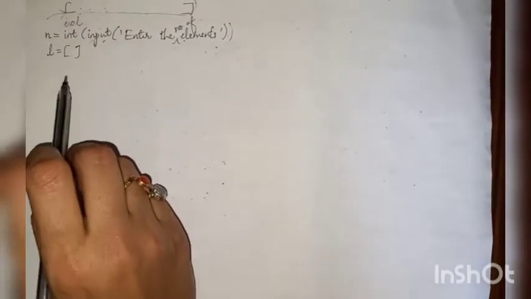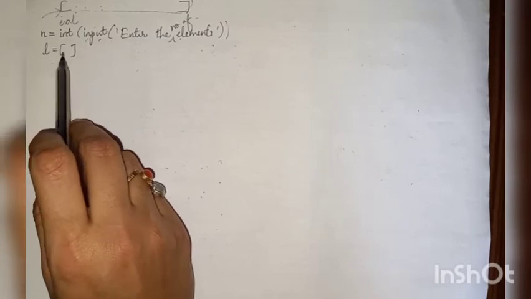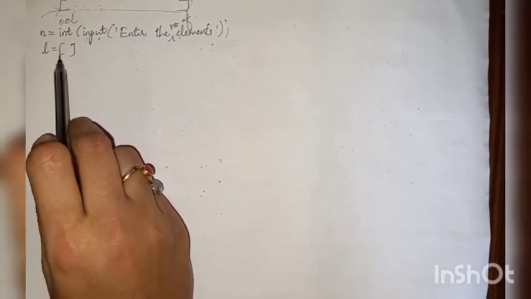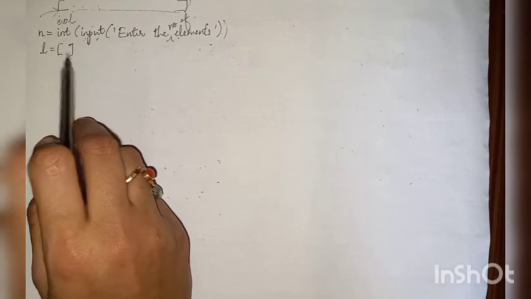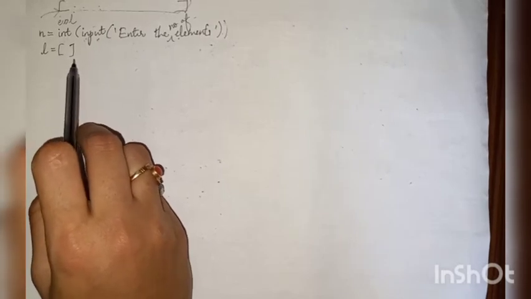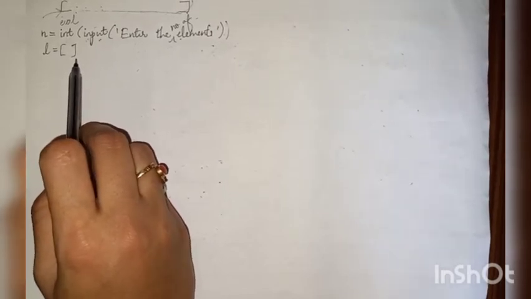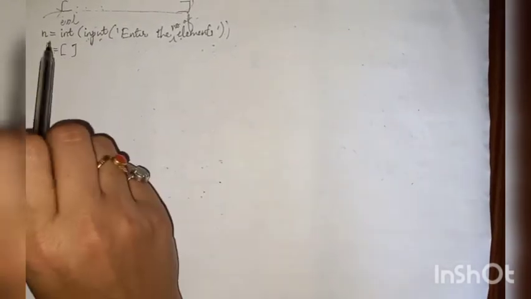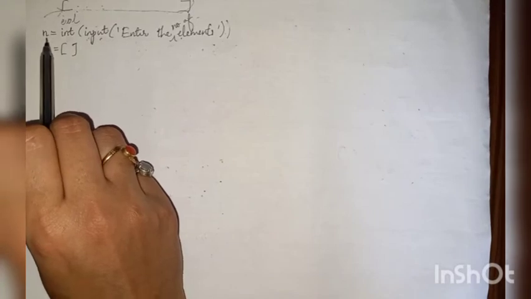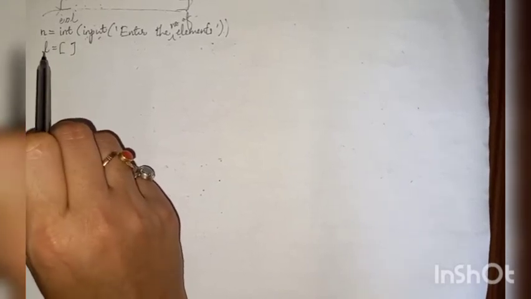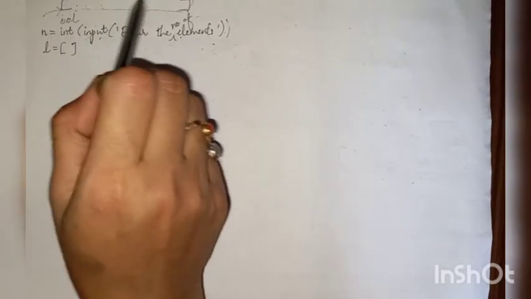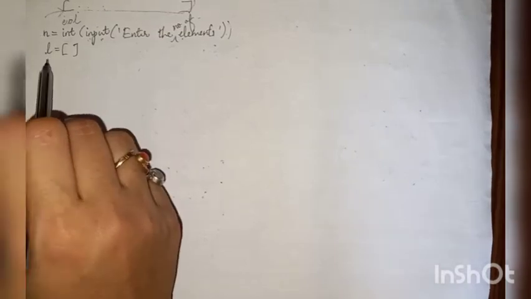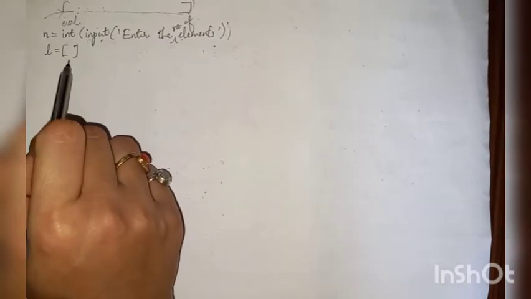So I am giving the name for the empty list as L is equal to square bracket open close. So this represents an empty list. Now we have to enter the elements. Now we have entered the number of elements, then created a list. Now we have to enter the elements in that list. This is the count, the number of elements in the list, and this is the empty list.